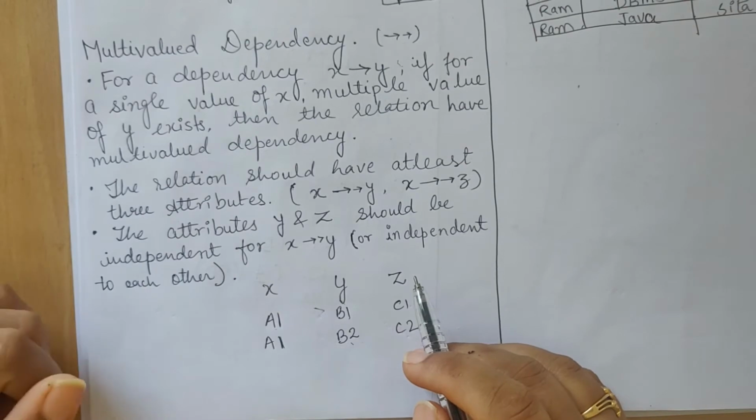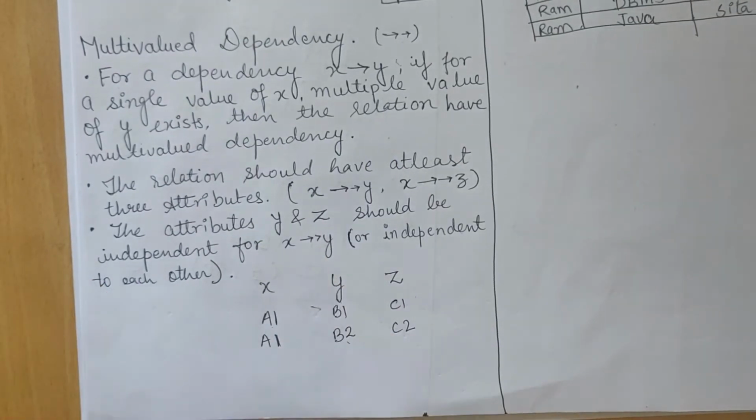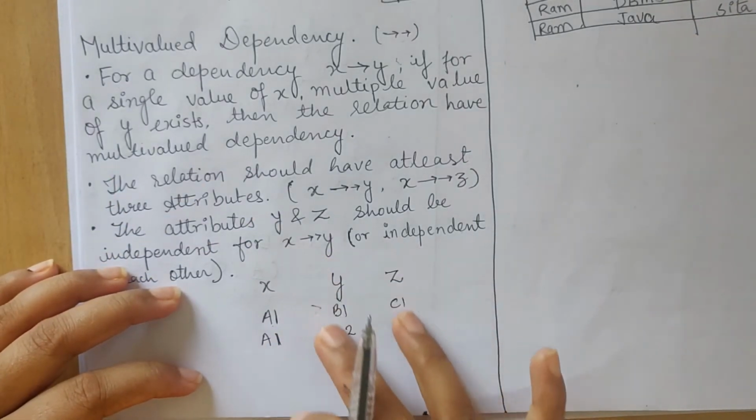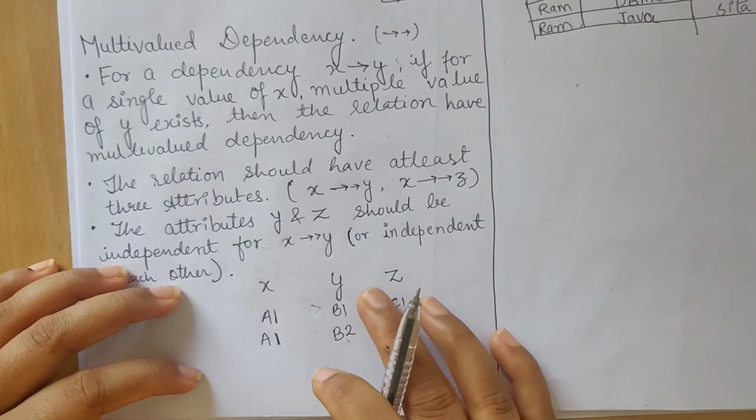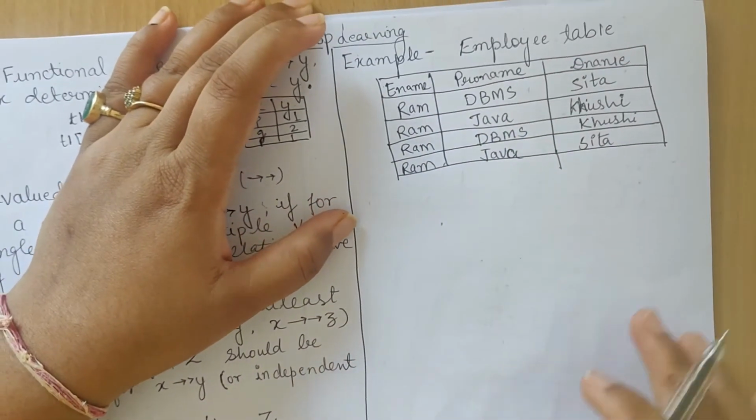If these 3 things are there, we will call it a multi-valued dependency. Now understand why exactly this multi-valued dependency is a problem, and why having these 2 columns which are independent of each other is a problem. So for this I have taken one example.